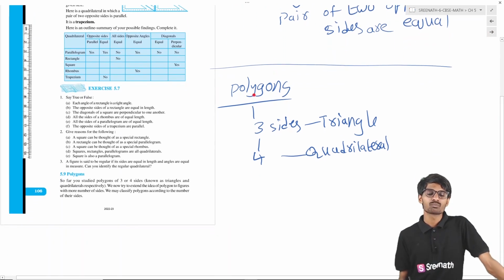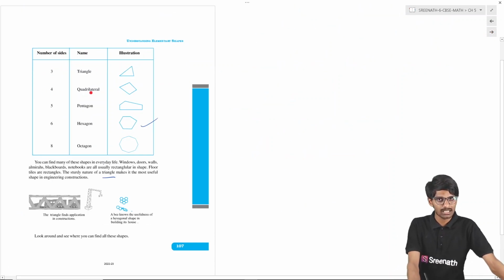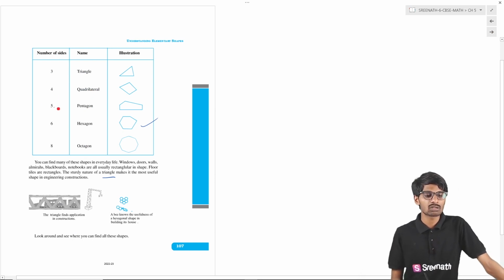Next thing is about polygons. Polygons with 3 sides is a triangle, polygons with 4 sides is a quadrilateral, polygons with 5 sides is a pentagon, polygons with 6 sides is a hexagon, polygons with 8 sides is an octagon, students.